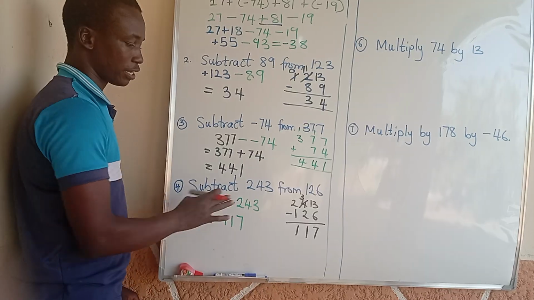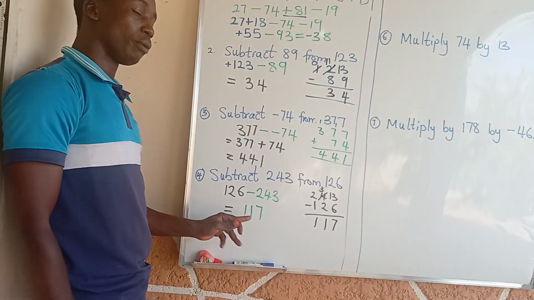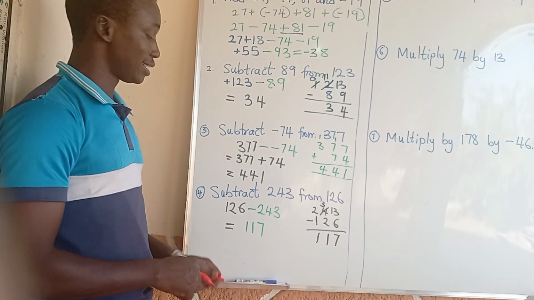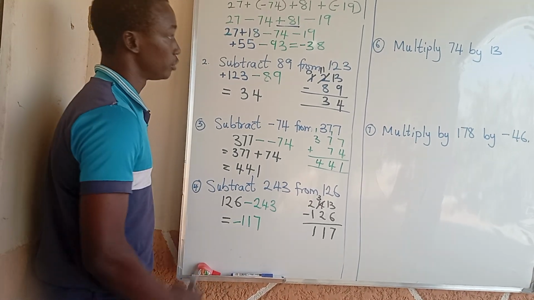117 after subtraction. Now, what sign will the number carry? It's going to carry a negative sign because it is the negative sign that has the largest number. So this will be minus.